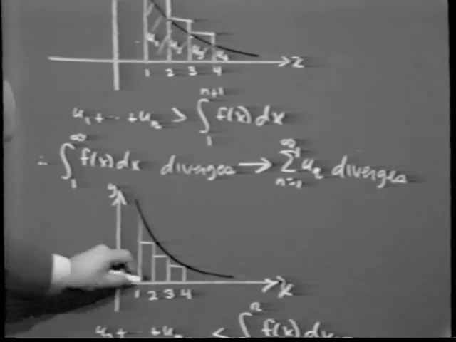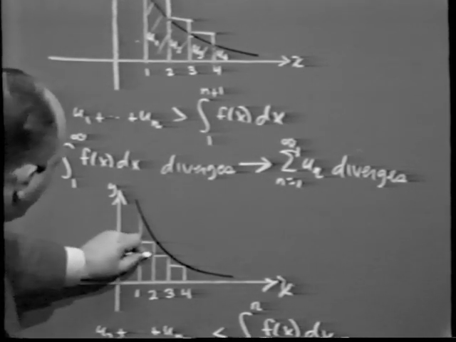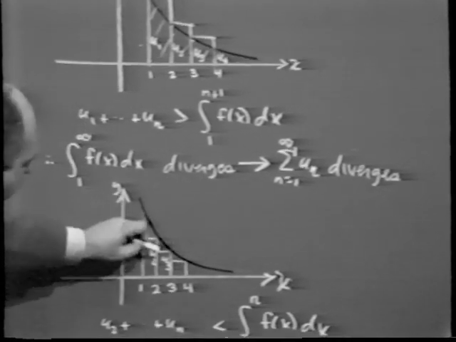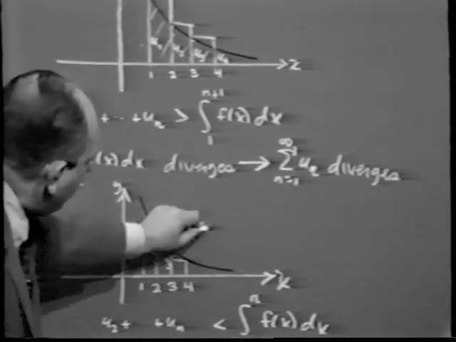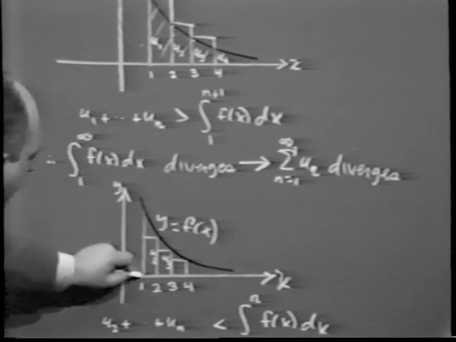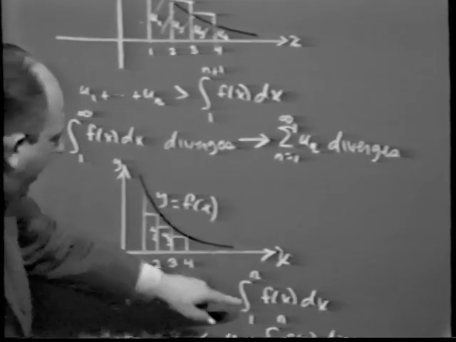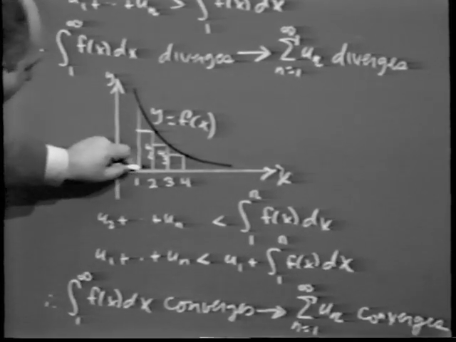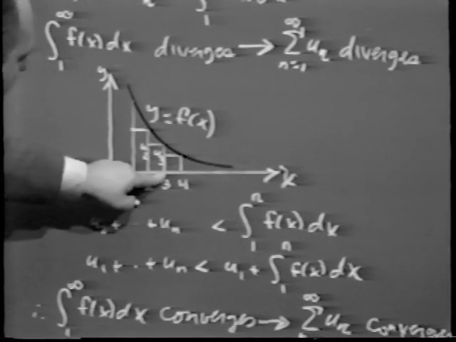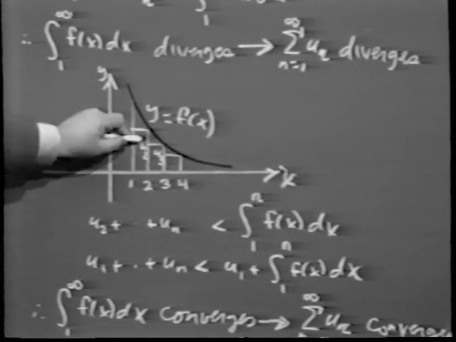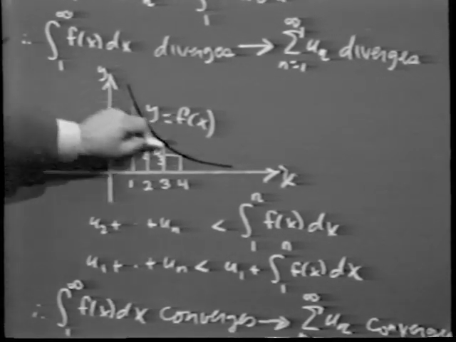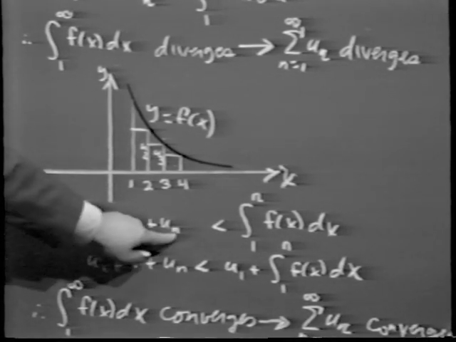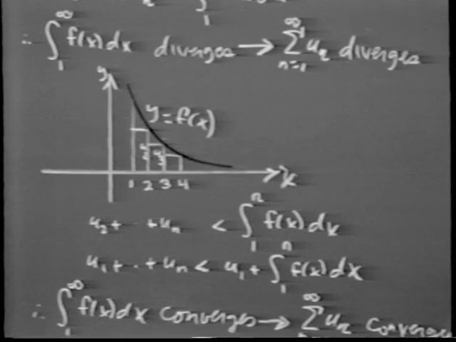Correspondingly, if we now do the same problem but draw the thing slightly differently, notice that now in this particular picture, the area under the curve is the integral from 1 to n of f of x dx. On the other hand, the area of the rectangles is what? It's u2 plus u3 up to un. But now you see the rectangles are inscribed under the curve. Consequently, u2 plus etc. up to un is less than this integral.